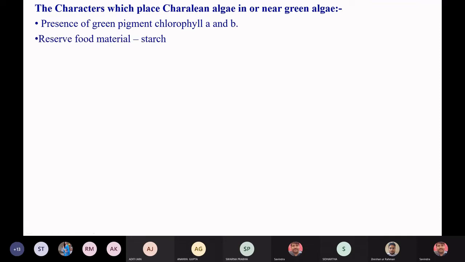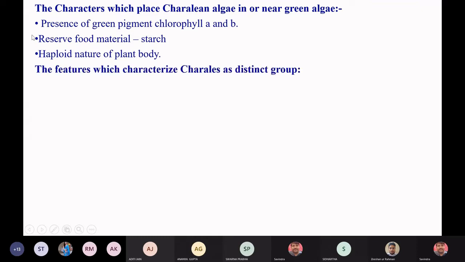Reserve food material is starch. That's why we also use a staining material, iodine, while making the temporary slides. Haploid nature of the plant body, just like Chlamydomonas, Volvox, Oedogonium. We have seen that Coleochaete as well as Chara have haploid as the most dominant phase in their life cycle. But apart from these common features shared with the green algae, they have some distinct features as well.